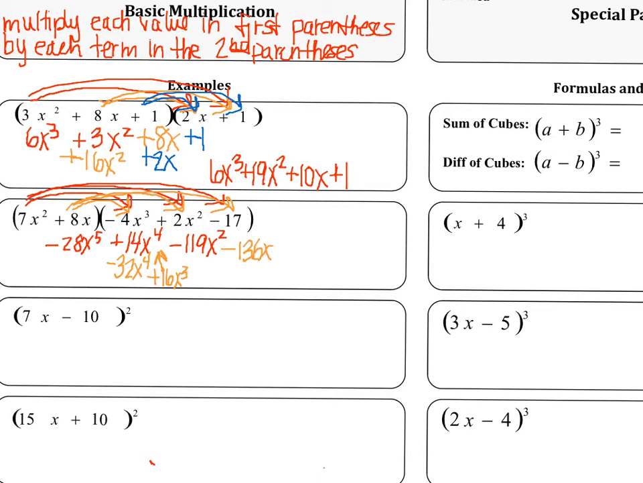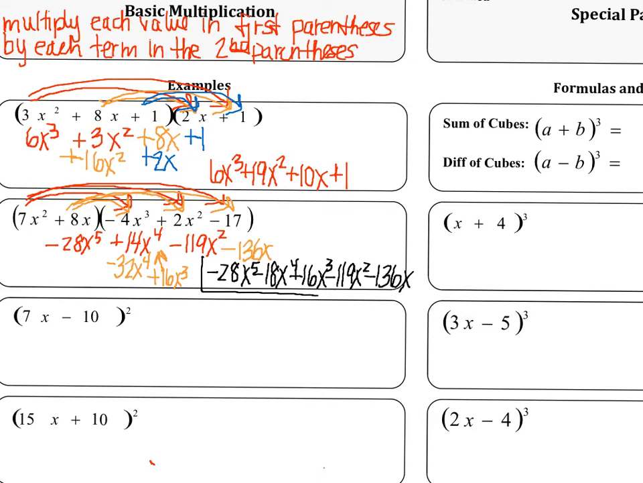So now I've got all of my terms. I've given both things in the first set of parentheses to everything in the second set of parentheses. So now I just need to write my answer. I've got negative 28x to the fifth. I've got x to the fourth, so I got 14x to the fourth and negative 32x to the fourth. That's negative 18x to the fourth. My next is plus 16x to the third without a like term. My next one is minus 119x squared. And my last one is minus 136x.